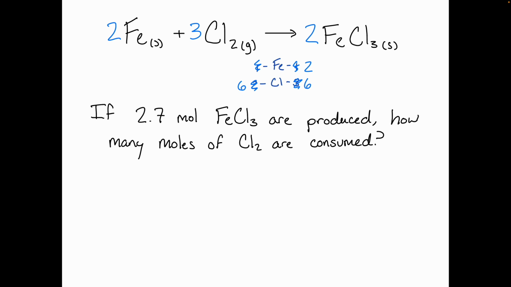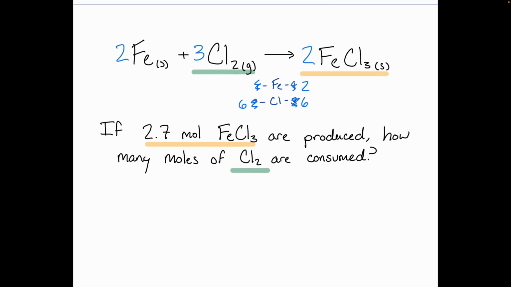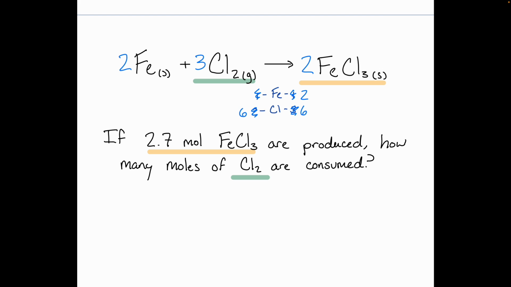Alright, so now that I have a balanced chemical equation, I'm going to look at my problem. I need a stoichiometric ratio that's going to allow me to jump from moles of iron 3 chloride to moles of chlorine, right? So looking at my balanced chemical equation, that'd be this one here and this one here. Alright, and again, that's kind of what you want to think about. You know how much iron chloride you have. What's your stoichiometric ratio doing for you? It's allowing you to jump to one of the other compounds in your chemical equation.